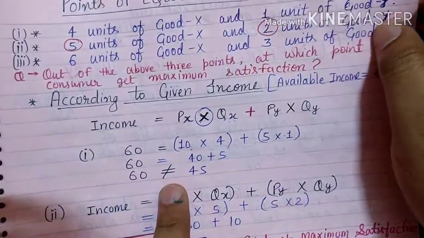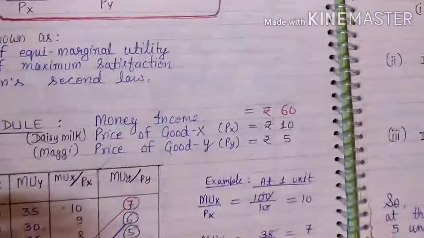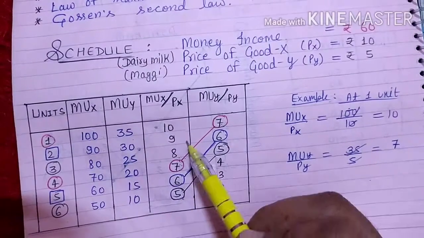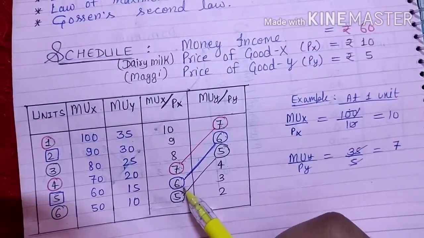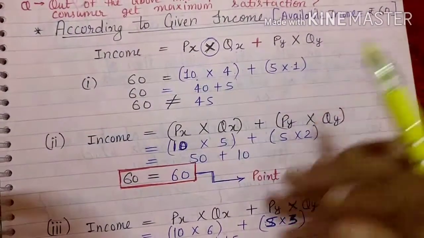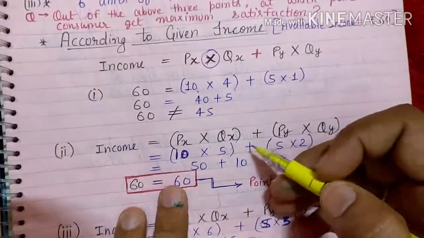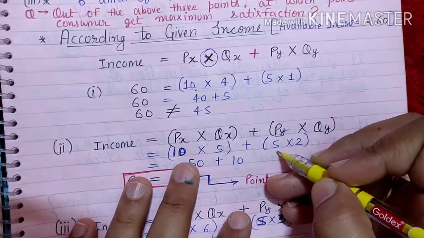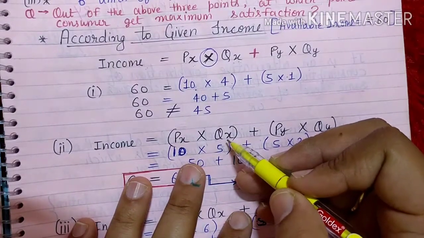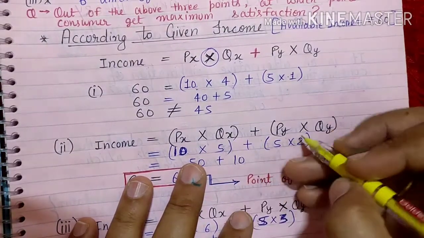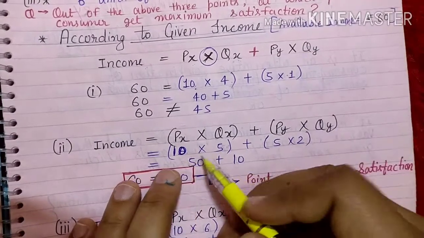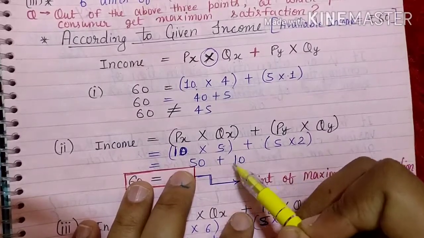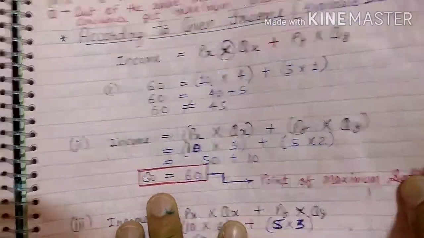Now let's try the second point. Let's check the second point, where we are getting 6 6. It means 2 units of good Y and 5 units of good X. Just apply this one. Income, same formula, PX into QX plus PY into QY. So what is the price? It will remain the same, 10. What is the price of good Y? 5 only. Now what is the quantity of X we are consuming at this point? 5 units, and we are consuming 2 units of good Y. Multiply them: 10 into 5 is 50, 5 into 2 is 10, so it comes 50 plus 10, how much? 60.